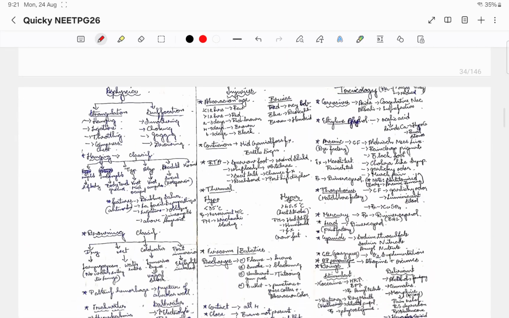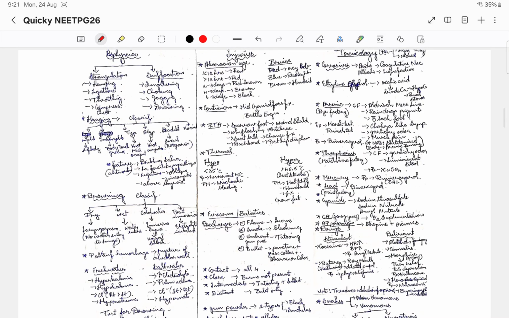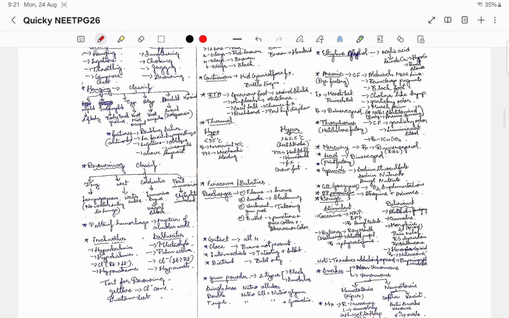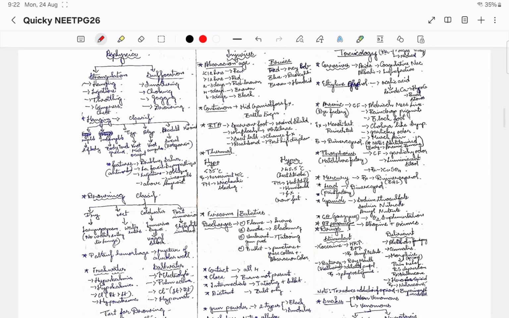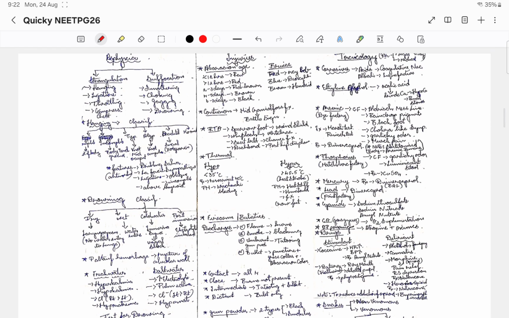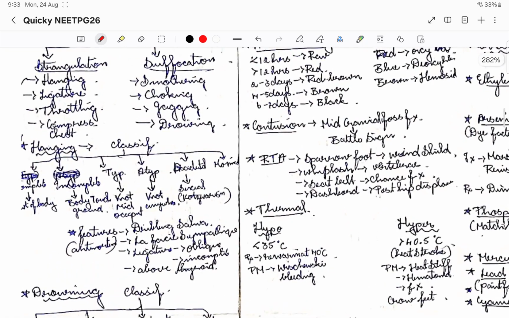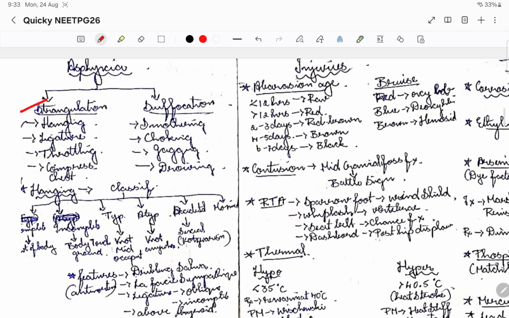That's it with respect to viscera preservation. Now let us move on to the specific injuries that might lead to the death of patients, the major traumas that might be criminal in a court. We'll discuss them one by one, starting with asphyxia. In asphyxia there are 2 types: strangulation and suffocation. Strangulations are hanging, ligature, throttling and compression of the chest, whereas suffocation is smothering, choking, gagging and drowning.